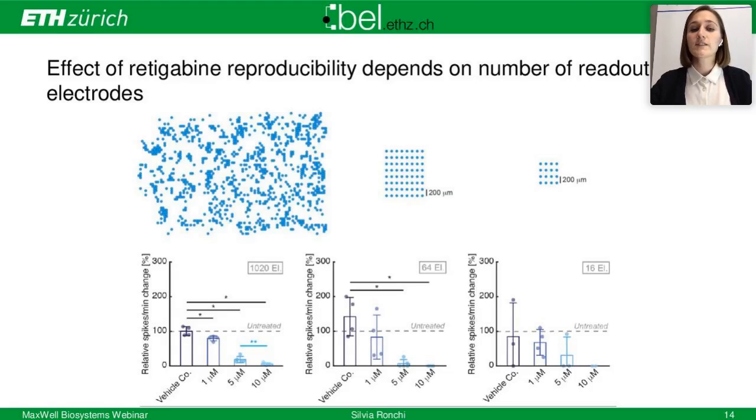The last configuration is a 4x4 grid of electrodes placed every 200 micrometers again. And in this case, it was not possible to find differences between the vehicle control and all the applied retigabine concentrations. The standard deviation increased even more than in the previous case.